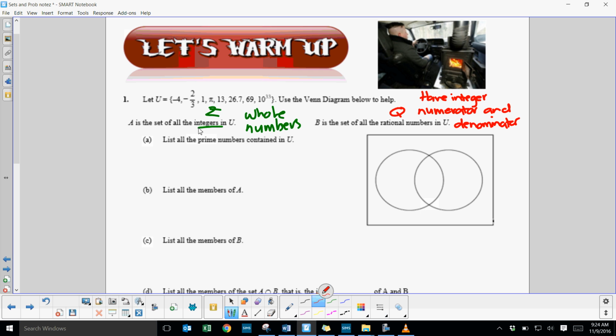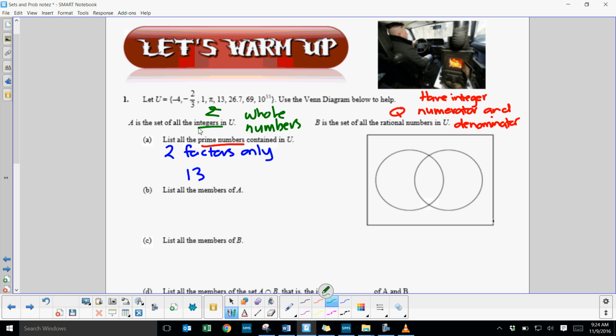First question, list all the prime numbers contained in U. So remember, prime numbers have only two factors. Two factors only. In case you want to take a note of what prime numbers are again. So -4, it's not prime. -2/3. 1 is not prime because it only has one factor. Pi. 13 is a prime number. And 26.7, 69, 10 to the power of 33, none of those are prime. So we only have one answer for question A, and it's 13, because there's only one prime number in the universal set U.